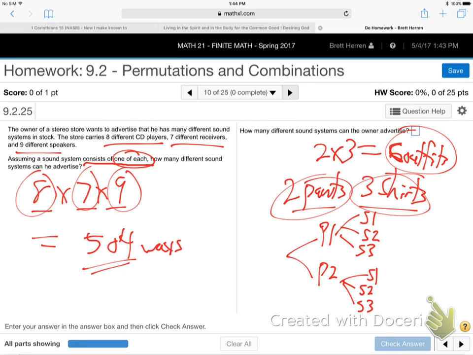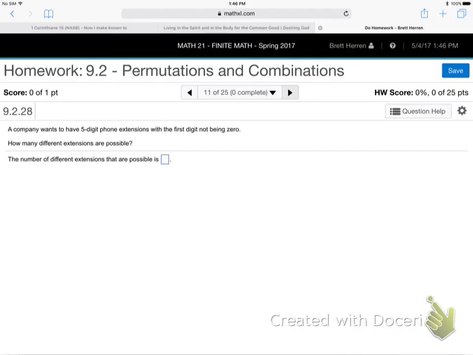Okay, so now, if a company has a 5-digit phone extension with the first digit not being 0, how many different extensions are possible? They're going to ask us a lot of questions about how many ways there are to do this thing. That's what this section is all about. It's one of the main things this section is about, how many different ways there are to do things.